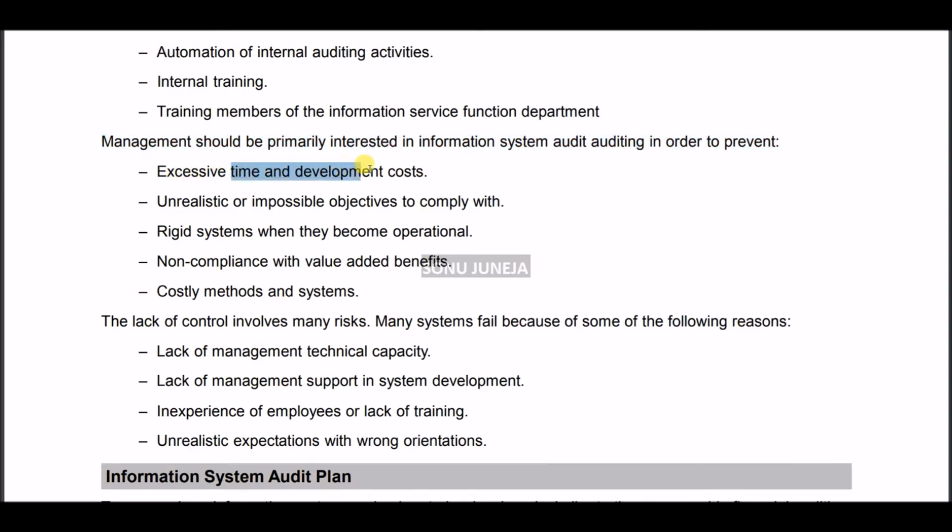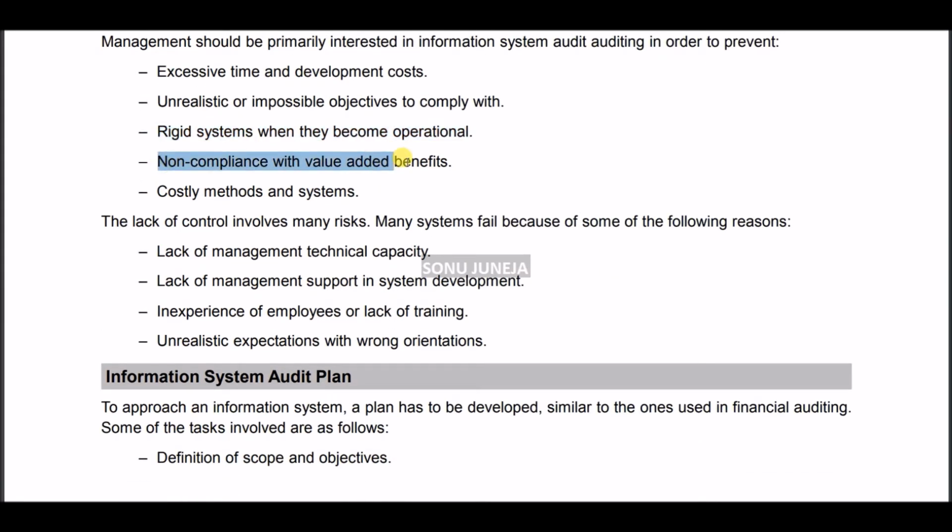Time is money and development cost, unrealistic or impossible objectives to comply with, rigid systems when they become operational, non-compliance with value-added benefits, costly methods and systems. So you need to prevent the excessive time wasted and development cost incurred, and unrealistic or impossible objectives, which you make possible. So this system audit helps the management consider any non-compliance with value-added benefits and costly methods and systems, so you keep track of it.